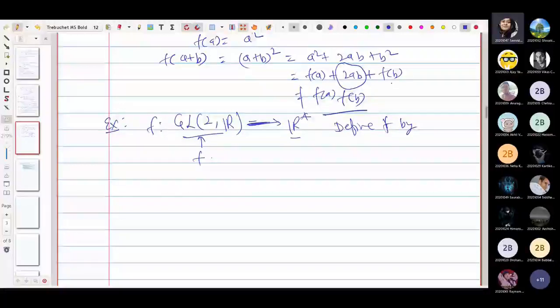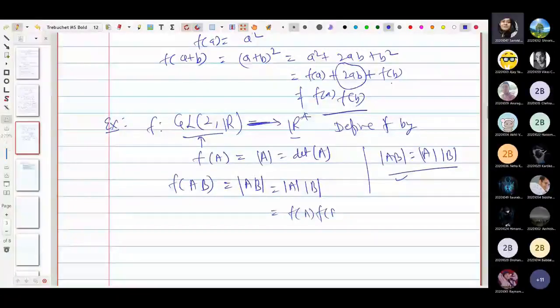So what we have is f, and this is the general linear group. This group is formed under multiplication. So if we have two matrices A and B, by definition they are going to map to the determinant of AB, and by this property we are going to get the determinant of A times the determinant of B. This is equal to f(A) times f(B). Okay, so this is the case.